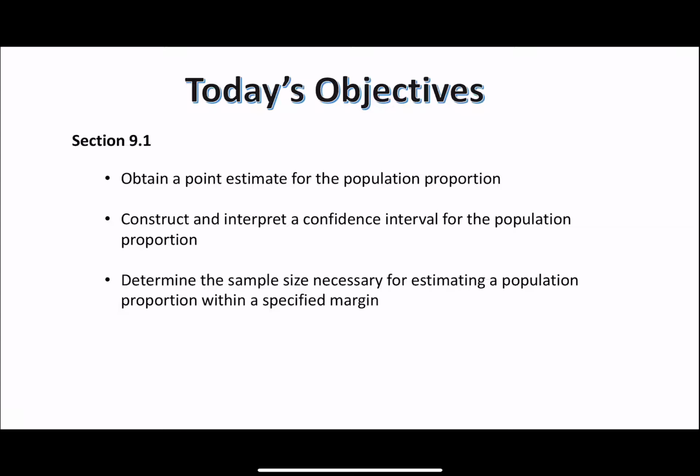Welcome to week 8. This video is on section 9.1. We are going to obtain a point estimate for the population proportion. We've already done this, but we're going to be using it in a different way. Construct and interpret a confidence interval for the population proportion, and determine the sample size necessary for estimating a population proportion within a specified margin.